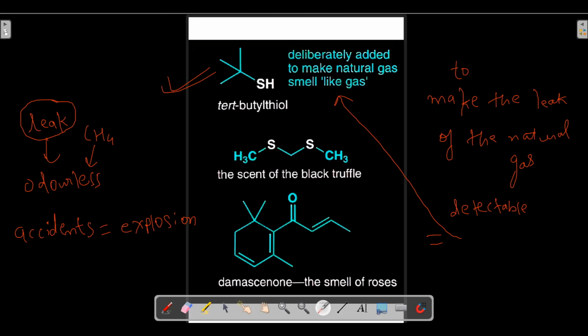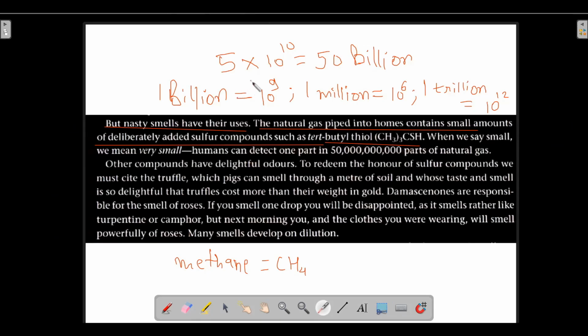This is tertiary butyl thiol. This is the use of tertiary butyl thiol. So natural gas which is piped into our homes contains small amounts of deliberately added sulfur compounds such as tertiary butyl thiol. This is one of the uses of nasty smells.